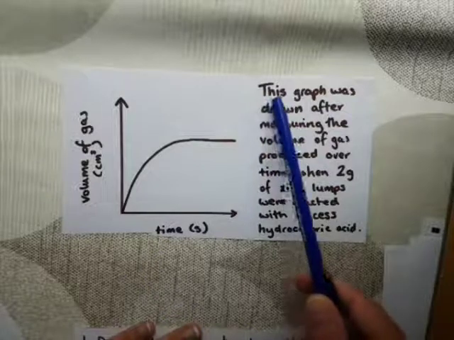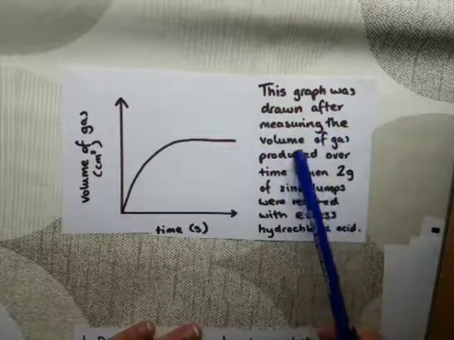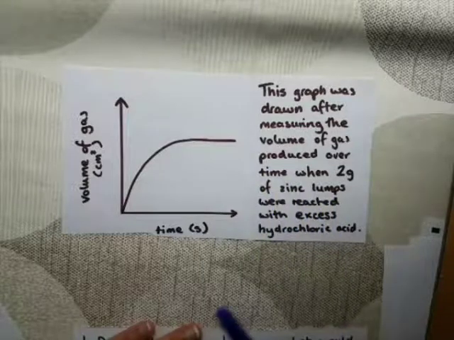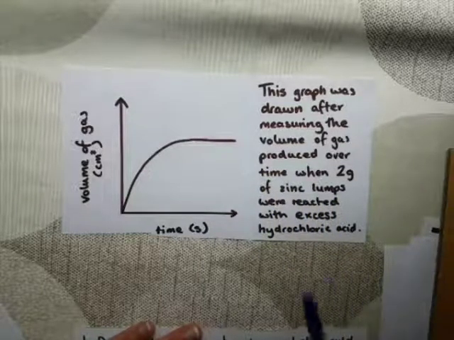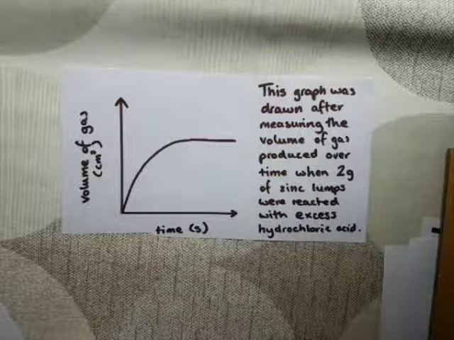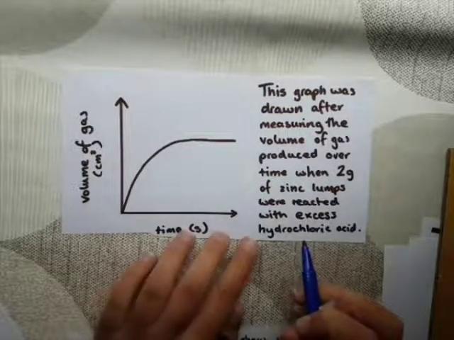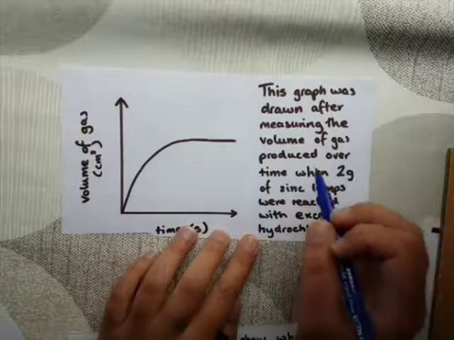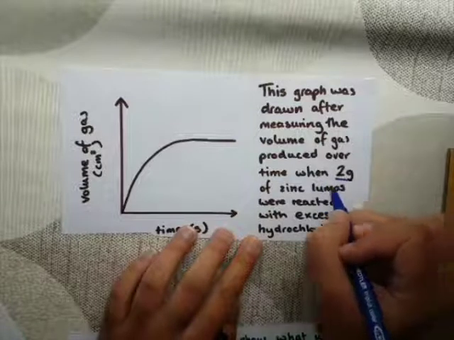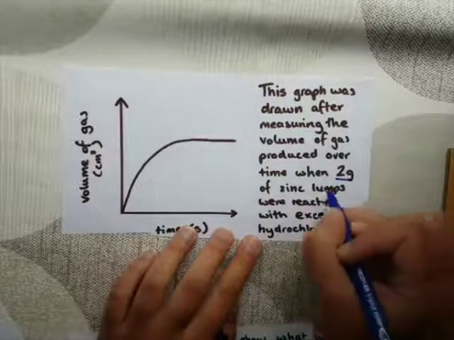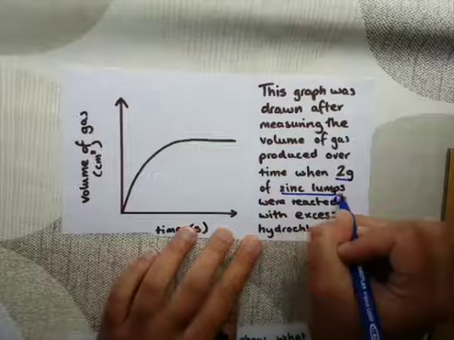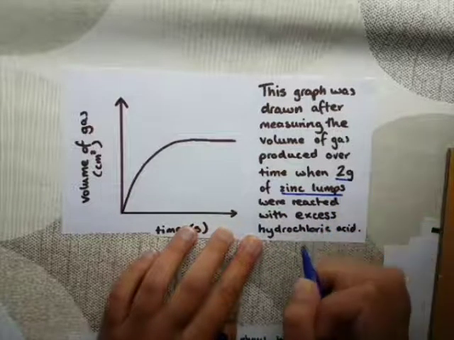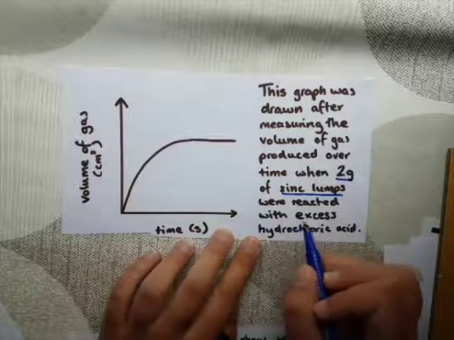So, this graph was drawn after measuring the volume of gas produced over time when 2 grams of zinc lumps were reacted with excess hydrochloric acid. So you've got quite a lot of information here in the question, and if I was doing this type of question in an exam or in a test, I would want to underline some of the key information I'm given. Numbers are always important in chemistry, so we've got 2 grams of zinc lumps. This tells us the number of grams, and lumps gives us an idea about particle size, so that's important when we're looking at reaction rates.